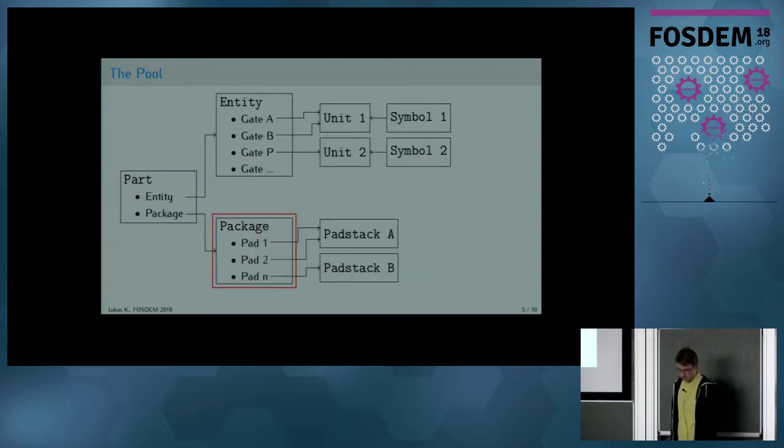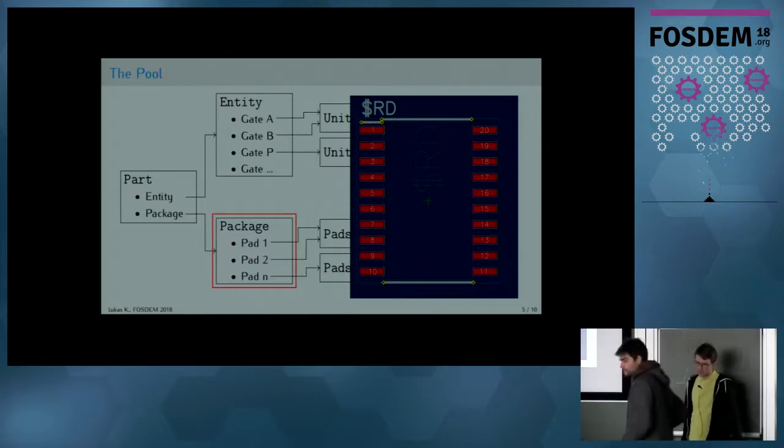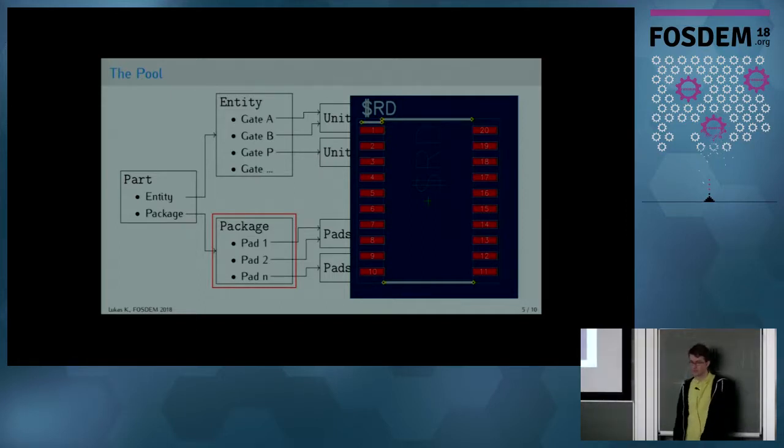Next on, there's the package. Packages are rather straightforward as well. It's just like in pretty much every other EDA package. You got your lines for silkscreen and stuff. You got pads. You also got the usual additional layers such as courtyard or assembly outlines and assembly reference designators.